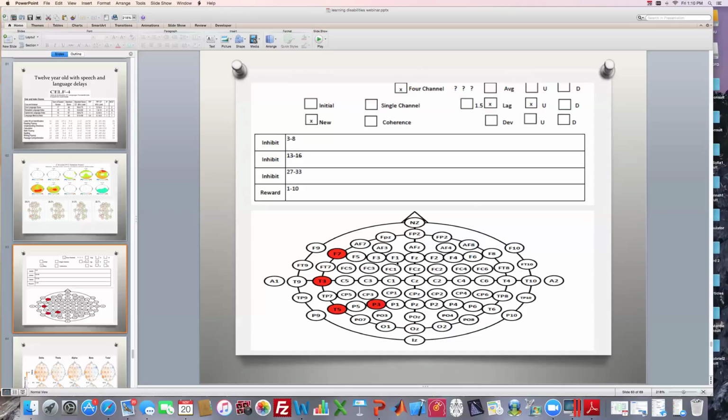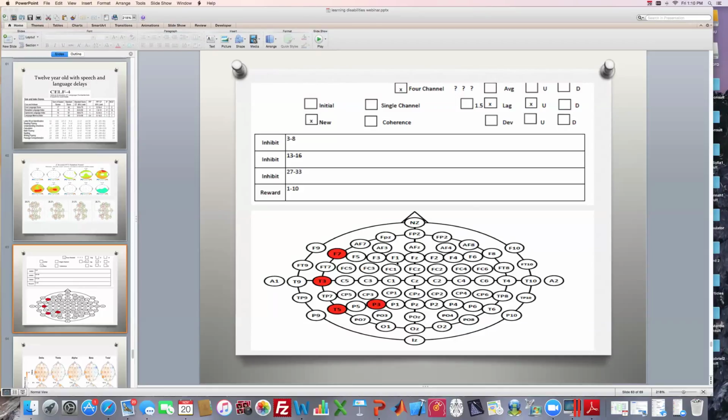Okay, next question. What is the difference between coherence and asymmetry? Good question. There's a very big difference. Asymmetry is a measurement of the difference between power metrics. For example, if you look at the asymmetry between P3 and P4 in alpha, you're looking at the difference between alpha generated at those two sites, and asymmetry is a measurement of that difference.